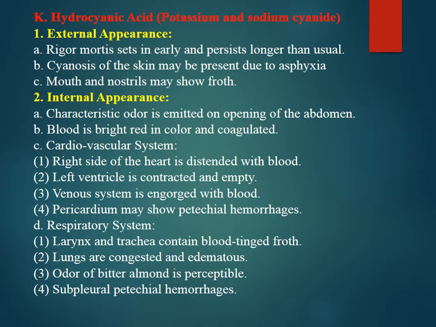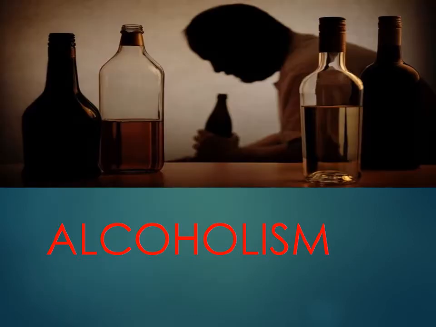Cardiovascular system: the right side of the heart is distended with blood. The left ventricle is contracted and empty. The venous system is engorged with blood. The pericardium may show petechial hemorrhages. Respiratory system: the larynx and trachea contain blood-tinged froth. Lungs are congested and edematous. Odor of bitter almond is perceptible. Subpleural petechial hemorrhages. Now, let's move on to alcoholism.